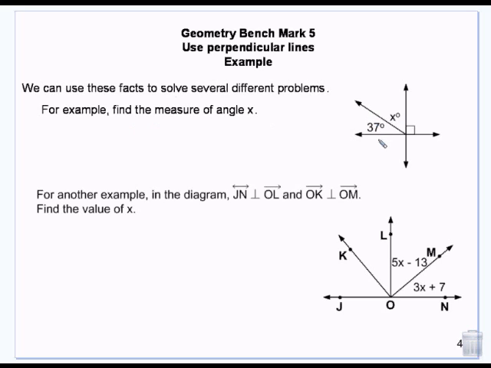So we're going to find the measure of angle X. This is a straight line, correct? So that makes this entire thing 180. And if this is 90, that makes this part 90. So if I have X and 37, those are going to add up to 90. So if I do 90 minus 37, I'll have X. So 90 minus 30 is 60, minus 7 is 53.